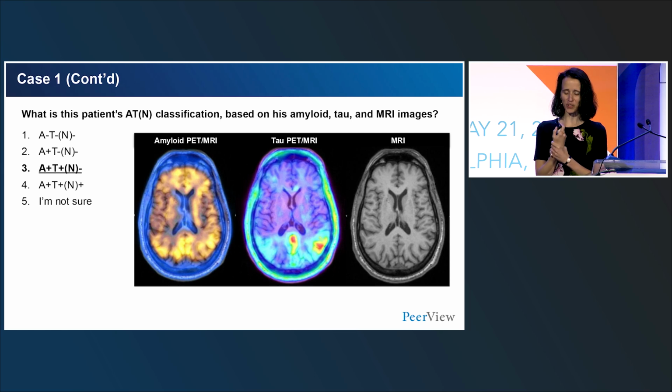The A+ is correct, the T+ is correct, and I guess the N was kind of difficult to determine based off of this MRI. We should have also provided volumetrics, but I think the idea was that there was some advanced accelerated volume loss for age as well. Again, this is difficult to assess without knowing the patient's age and also having volumetrics available.